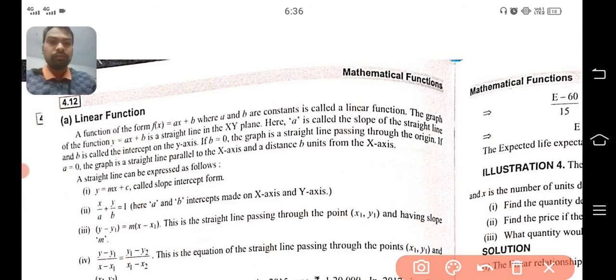So let's come to the different notations of the linear function.